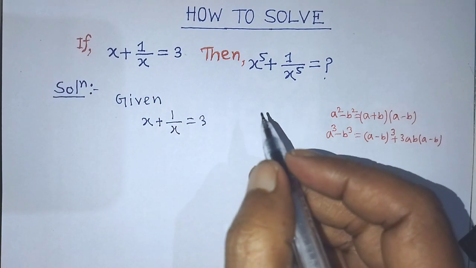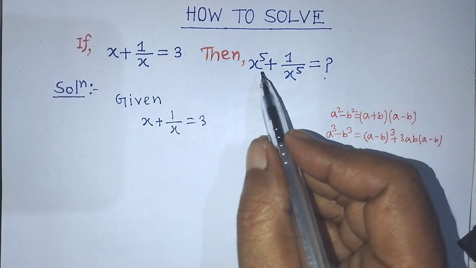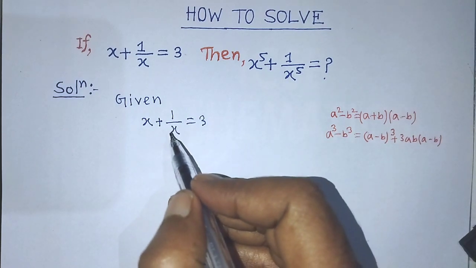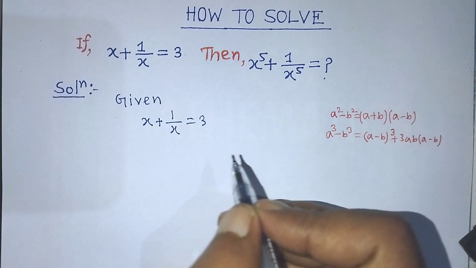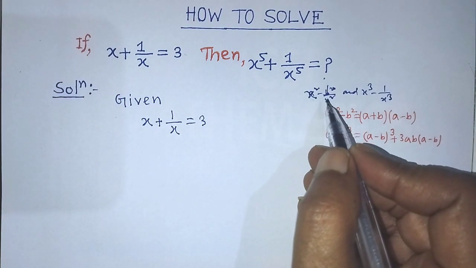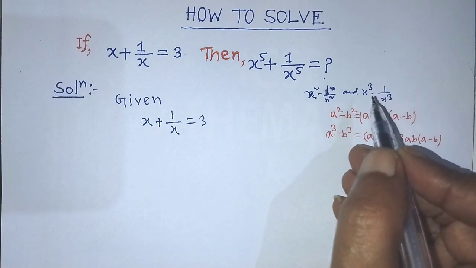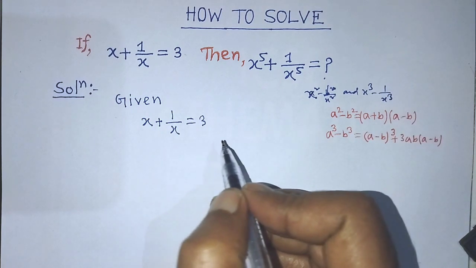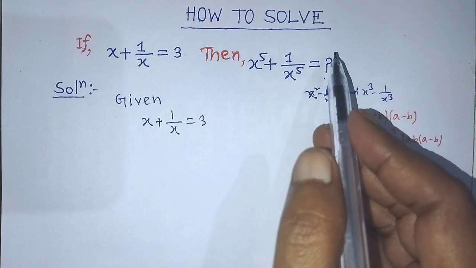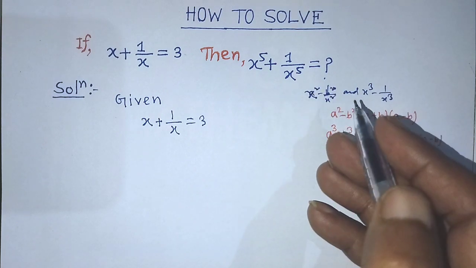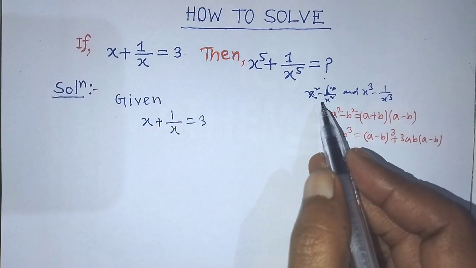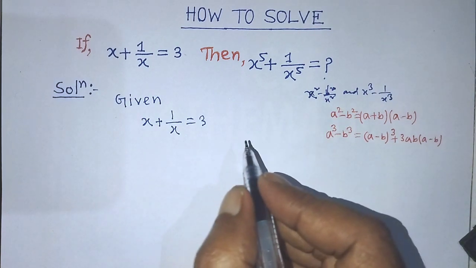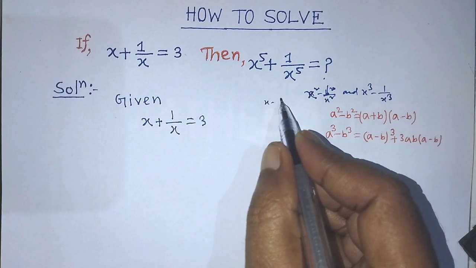So student, to find the value of x to the power 5 plus 1 over x to the power 5 from this equation, first of all we have to find the value of x square minus 1 over x square and x to the power 3 minus 1 over x to the power 3 from this equation. Then we are able to find the value of this algebraic expression. So student, to find the value of x square minus 1 over x square, first of all we have to find the value of x minus 1 over x.